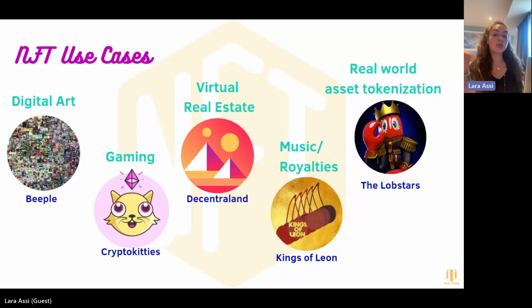Now, let's talk about music and royalties. Music and royalties, NFTs and AI is the hottest topic right now because it's really been hard for experts and developers to translate the traditional royalty system that we have and code that into smart contracts. But we're going to see with Kings of Leon what they did.